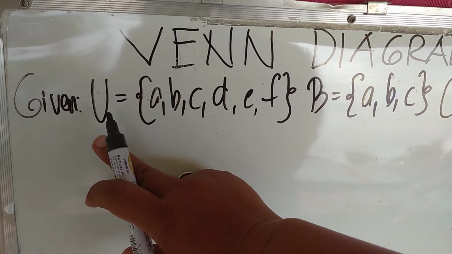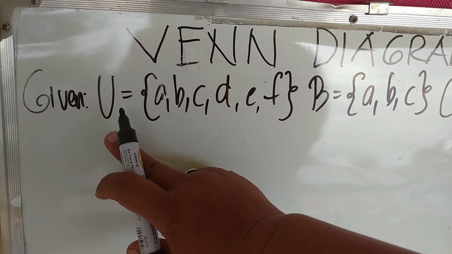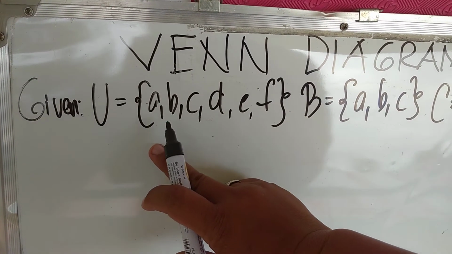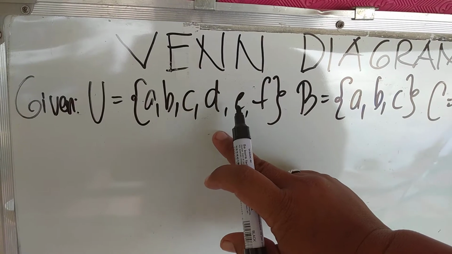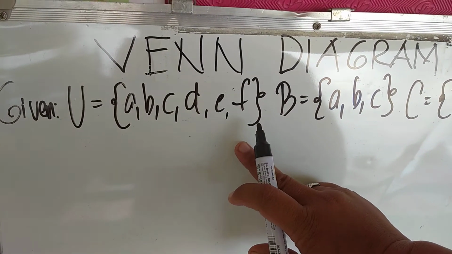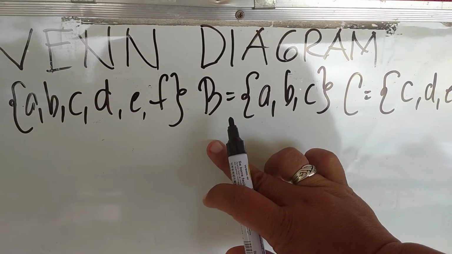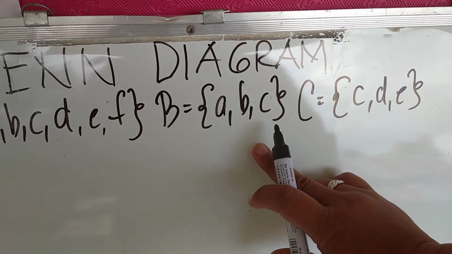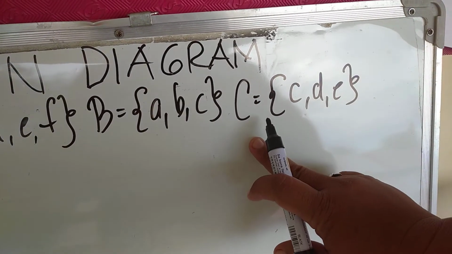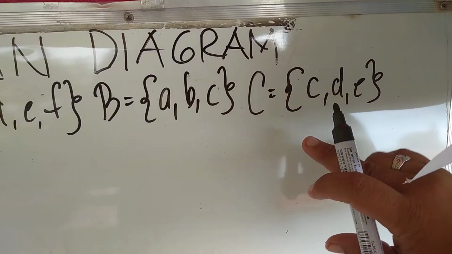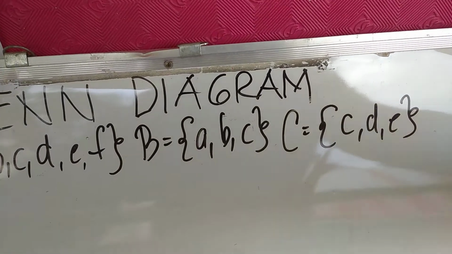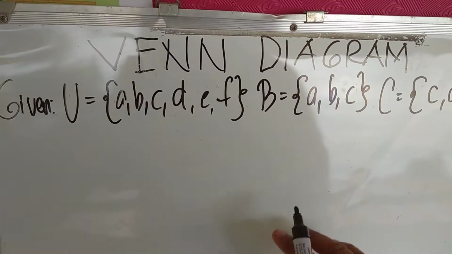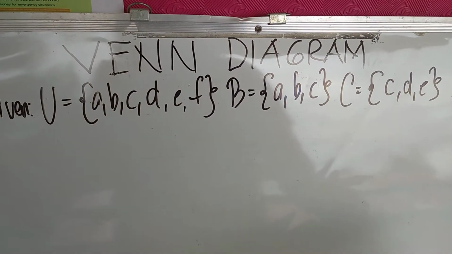set U, which is your universal set. And this universal set contains the elements A, B, C, D, E, and F. Then we have also set B. Set B contains the elements A, B, and C. And set C contains the elements C, D, and E. So we are going to illustrate these sets in a Venn diagram.